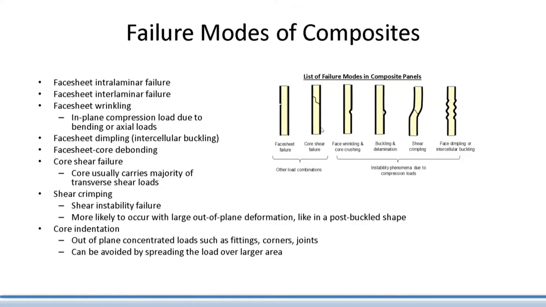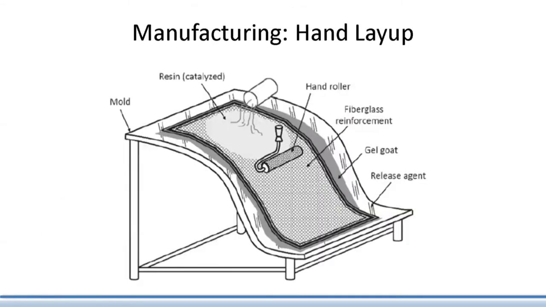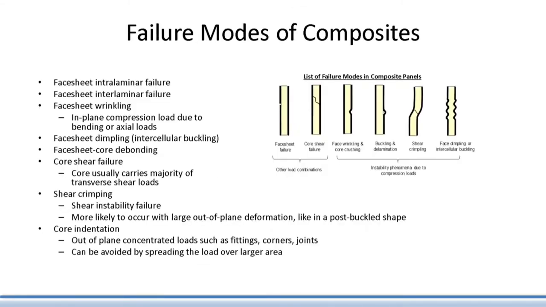I also want to cover a little more the face sheet wrinkling that I talked about. Face sheet wrinkling, which you see here, is the potential for in-plane compression load to be so severe that it pushes the core down. It crushes the core and buckling then occurs as a consequence. So these are the failure modes. Again, a lot more complicated for sandwich structures, a lot more to consider.